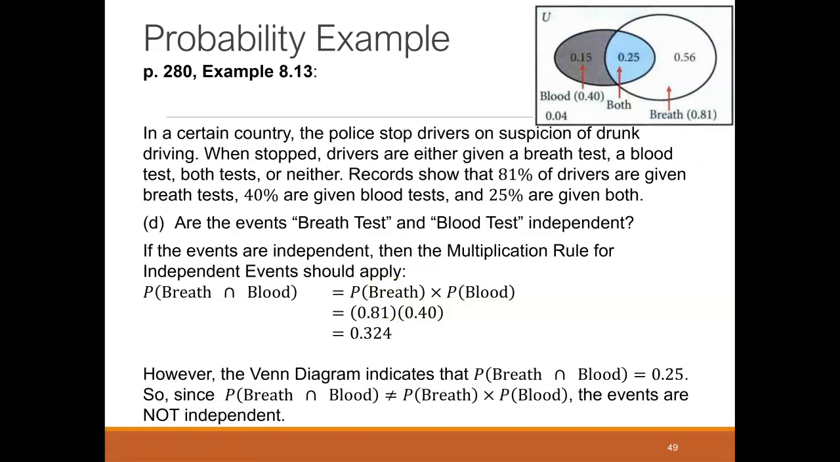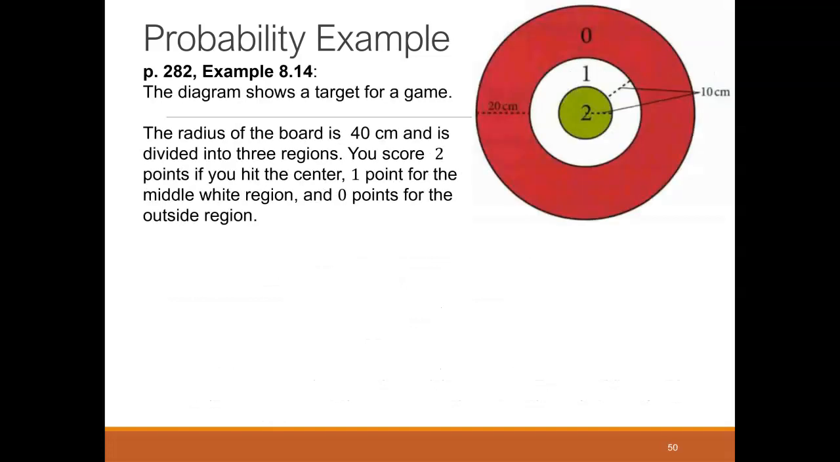Again, the check is pretty easy. Let's look at a geometric probability situation here. The radius of the board, it looks like some kind of darts game, is 40 centimeters and is divided into 3 regions. You score 2 if you hit the center. You score 1 if you hit the white middle region, and 0 for the outside region. Everybody's okay with the game? Looks like darts to me.